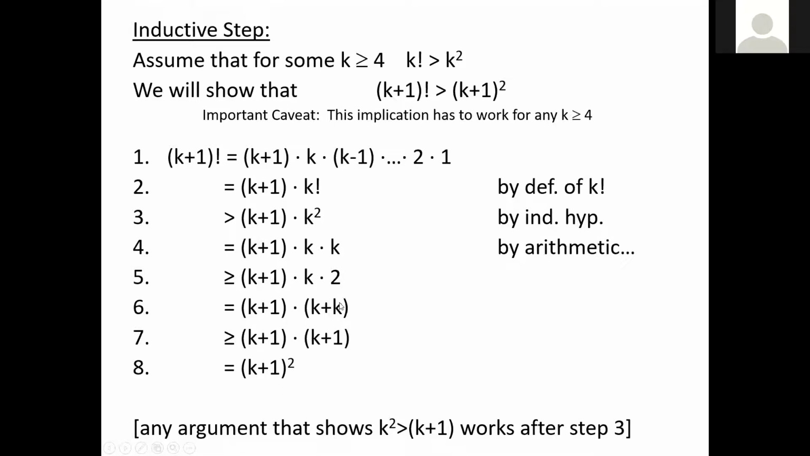These steps are so simple that you might be asking, what is happening here? Because it seems kind of obvious, no? But what is happening is that I'm trying to argue that this cubic is greater than this quadratic expression, and that involves some quote unquote obvious steps, but it's not so apparent, okay? Essentially any argument that shows that k squared is greater than or equal to k plus 1 will suffice and will work just as fine, okay?